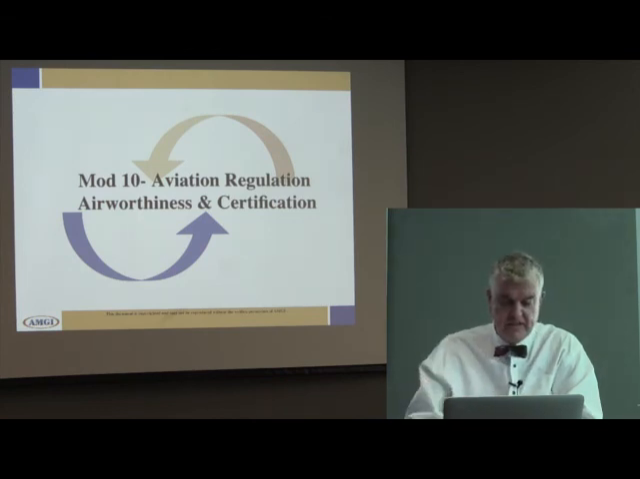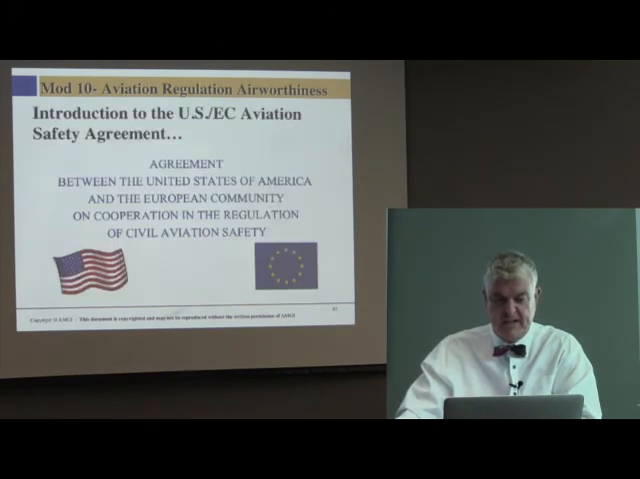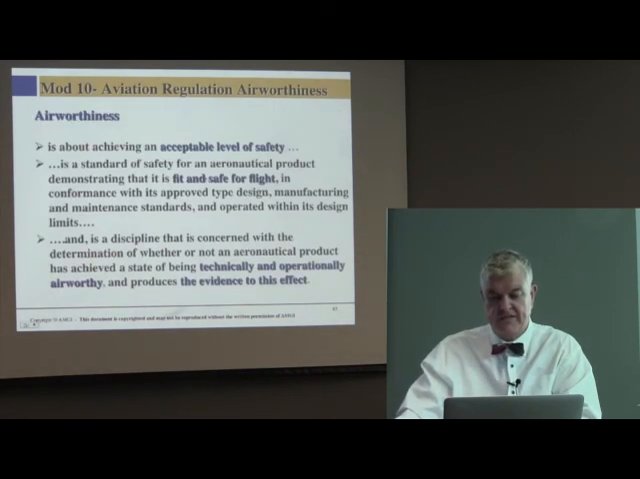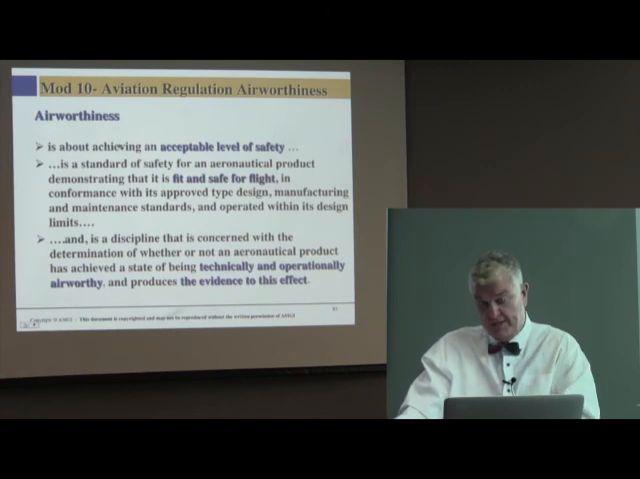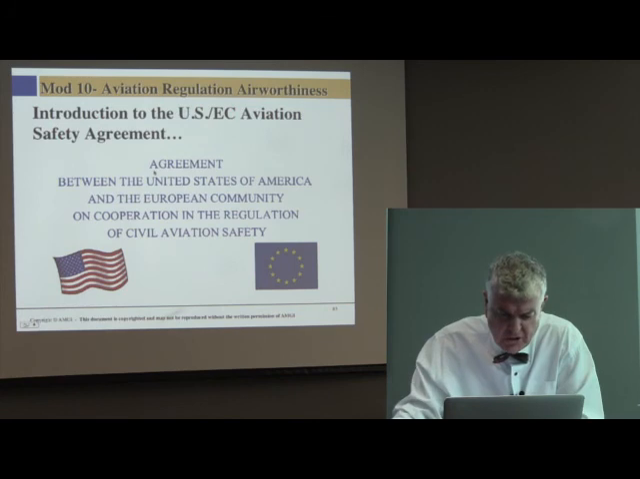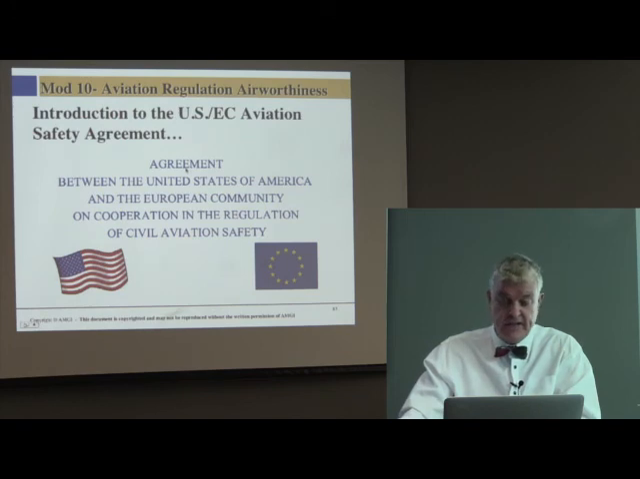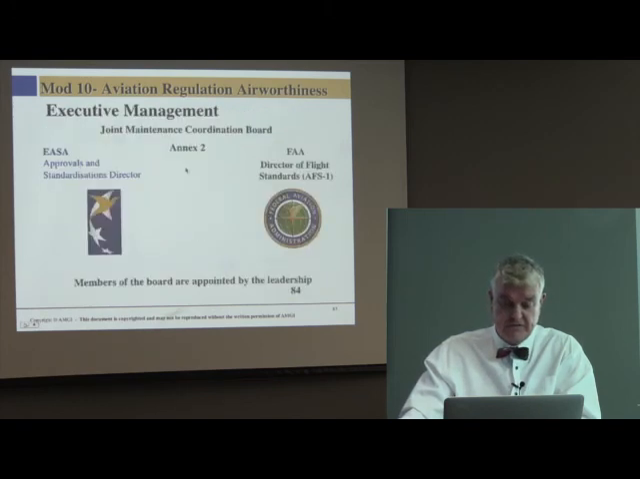Module 10, we're moving into all this cultural stuff. This is the aviation and airworthiness. So it's about an acceptable level of safety, fit and safe for flight, technical and operationally airworthy, and the evidence of this effect. That's what regulations want: safety, and prove it. There are big agreements, we'll talk about these, between the United States and the European Union, FAA, CAA in Britain, and then the European Union itself.